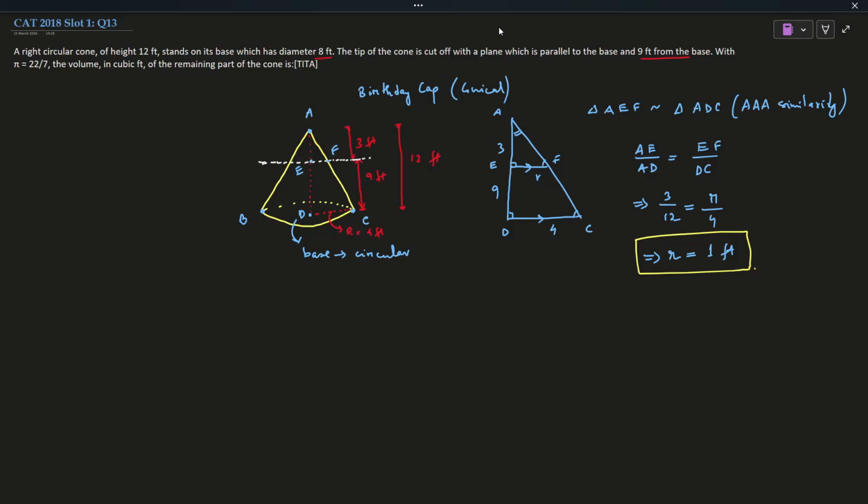All right. Now, what is the volume of a cone, guys? Volume of a cone is given by 1 by 3 pi r square h. This is the volume of the bigger cone. From this bigger cone, I have to subtract the volume of the smaller cone: 1 by 3 pi r square h, where r is the radius of the smaller cone and small h is the height of the smaller cone, or basically this part. Okay, this is also a cone, right?